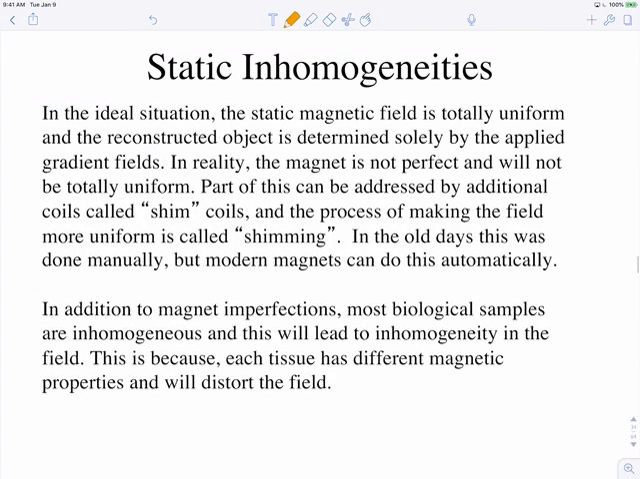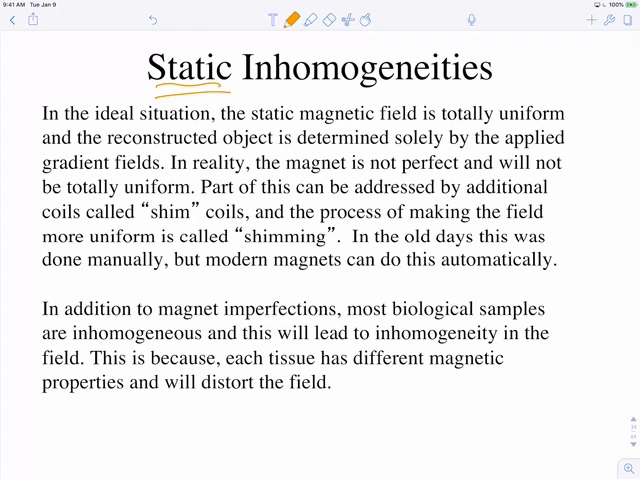Okay, one last thing we have to talk about in terms of real world is what are called static inhomogeneities. There's two things. One is that when we have these magnets, we try to make them really perfect. There's a lot of time spent on a process called shimming, which is trying to get the field as uniform as possible. But even if you do that, once you put in a biological sample, that sample itself will distort the field again and make it inhomogeneous. And so we need to consider what happens. There's really no way around it, it's a problem that we still face a lot.